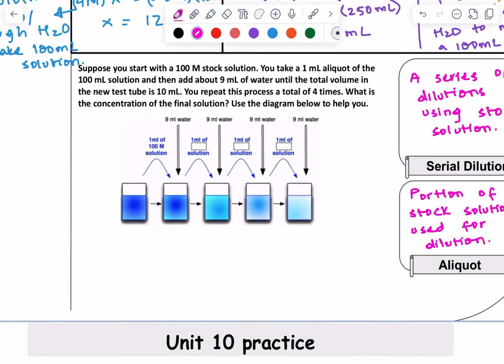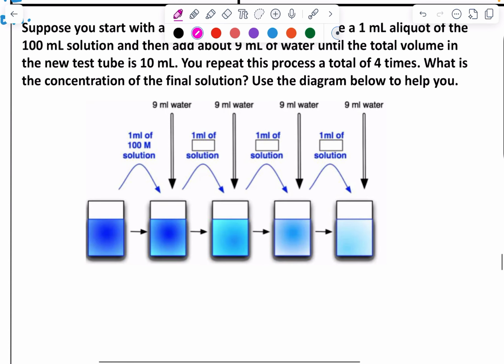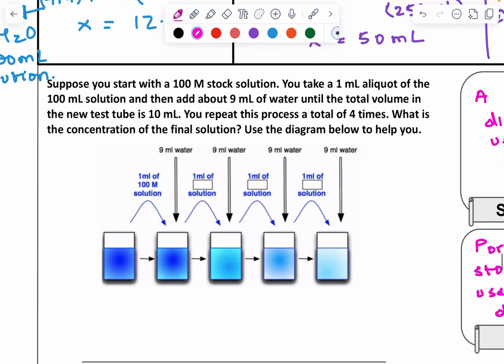So here you have an example of a serial dilution. Suppose you start with a 100 molar stock solution, you take a 1 milliliter aliquot of the 100 molar solution, and then add about 9 milliliters of water until the total volume in the new test tube is 10 milliliters. You repeat this process a total of 4 times. What is the concentration of the final solution? Go ahead and use your M1V1 equals M2V2 equation to figure this out.